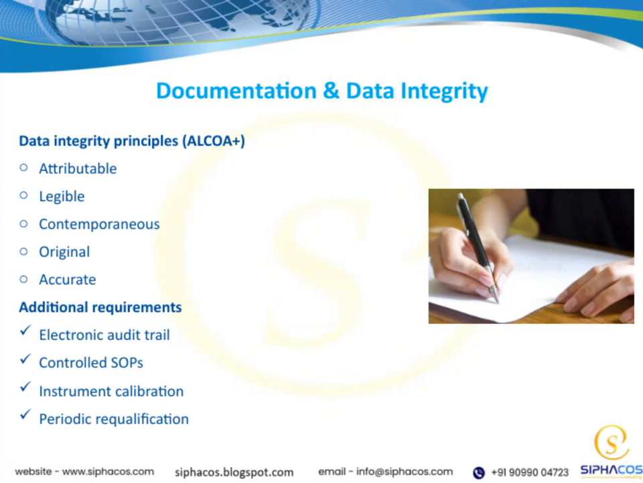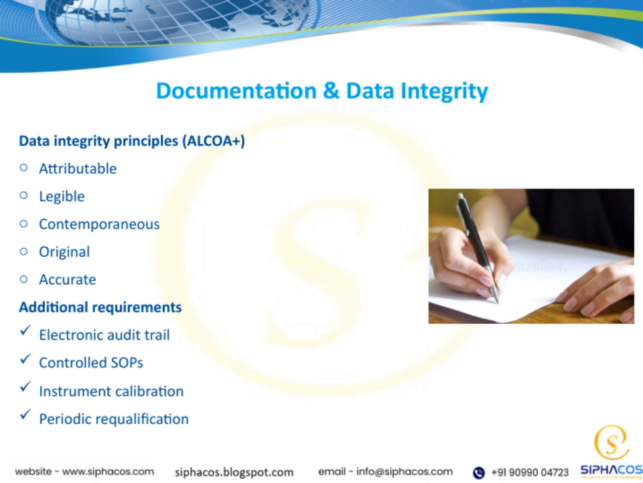Let's talk about documentation and data integrity, which are fundamental to ensuring reliable and trustworthy data in our processes. First, we follow the ALCOA Plus principles. These are the key standards for good documentation. Being attributable means every data point should clearly link back to the person who recorded it. Legible ensures that the information is easy to read and unambiguous. Contemporaneous means recording data at the time the activity occurs, which helps maintain accuracy. Original refers to keeping the initial record intact, and accurate means the data must truthfully reflect what actually happened.